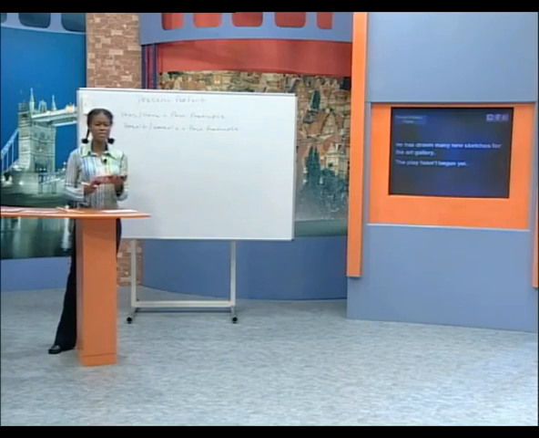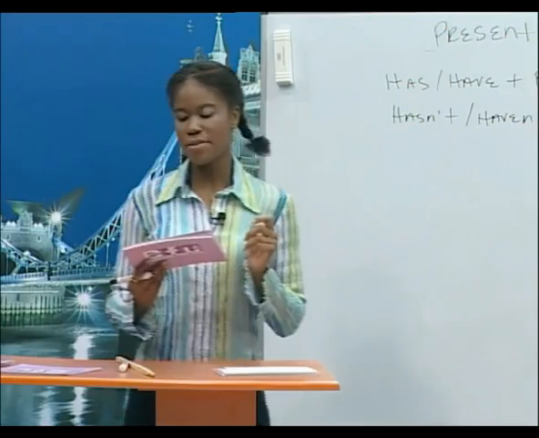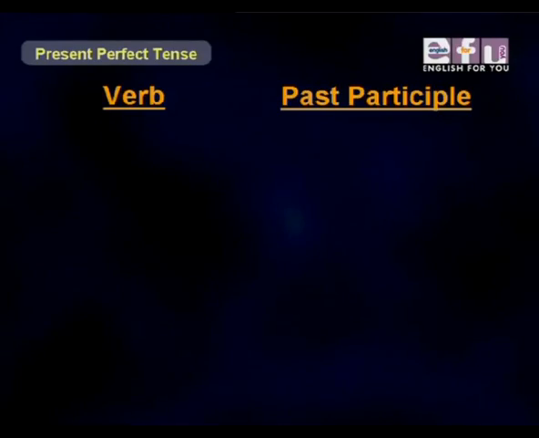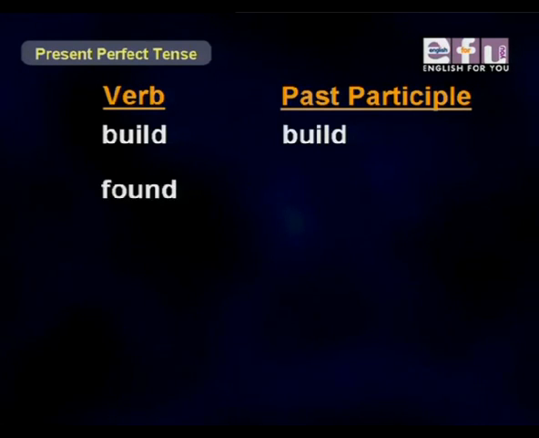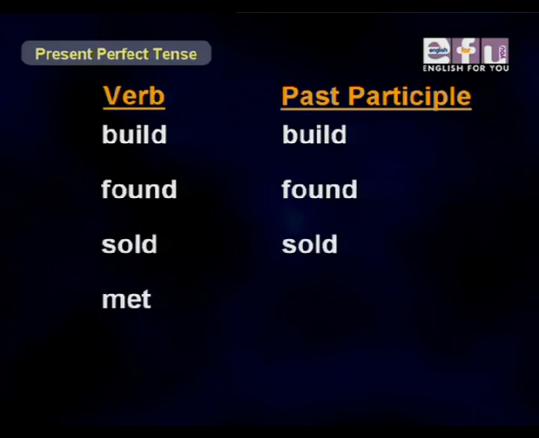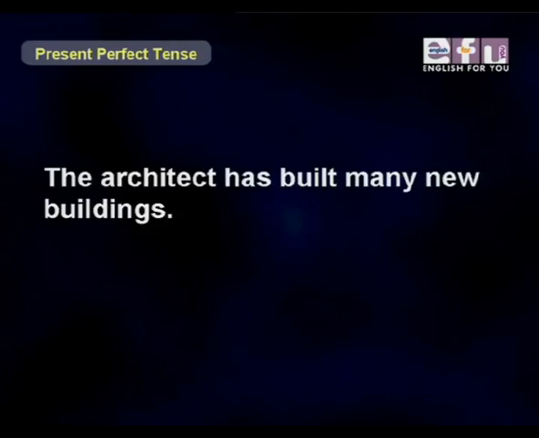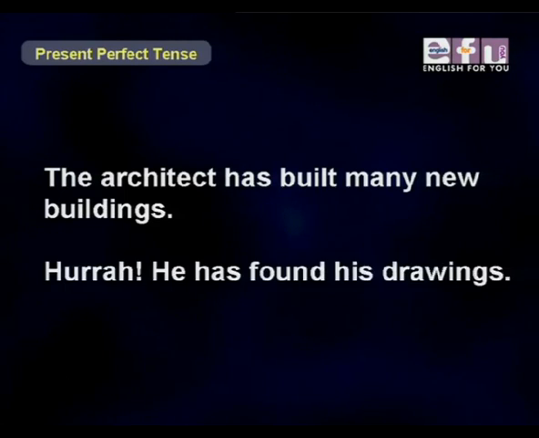Now, some present perfect verb forms are the same as the past form. For example, built and built. Found, found. Sold, sold. Met and met. Here are some examples. The architect has built many new buildings. Hooray, he has found his drawings.